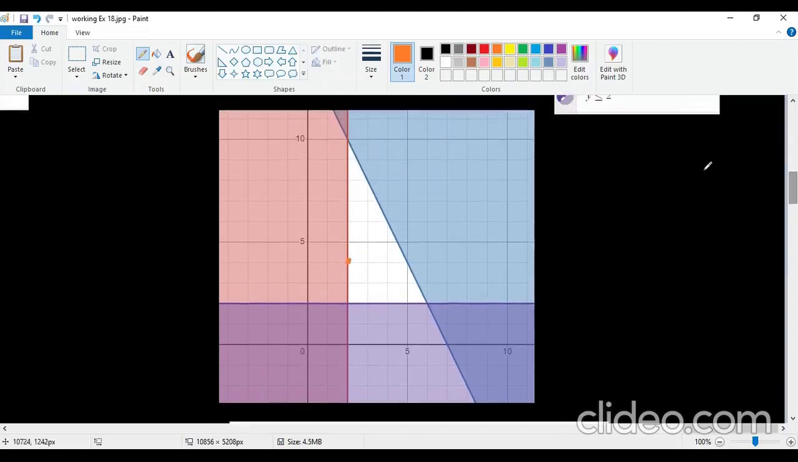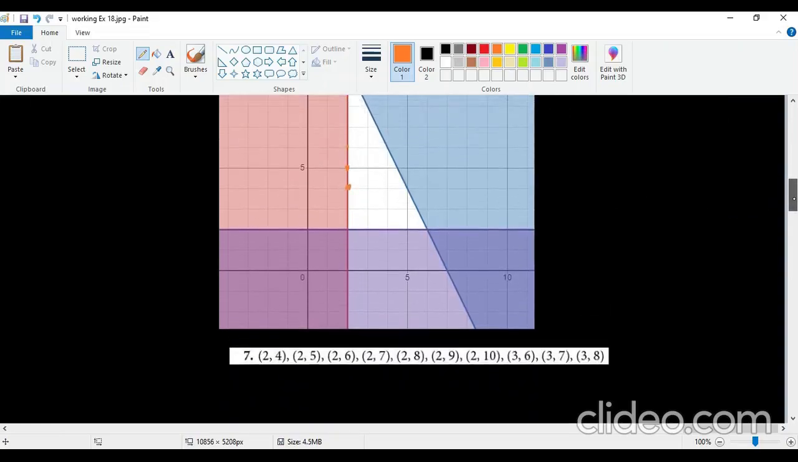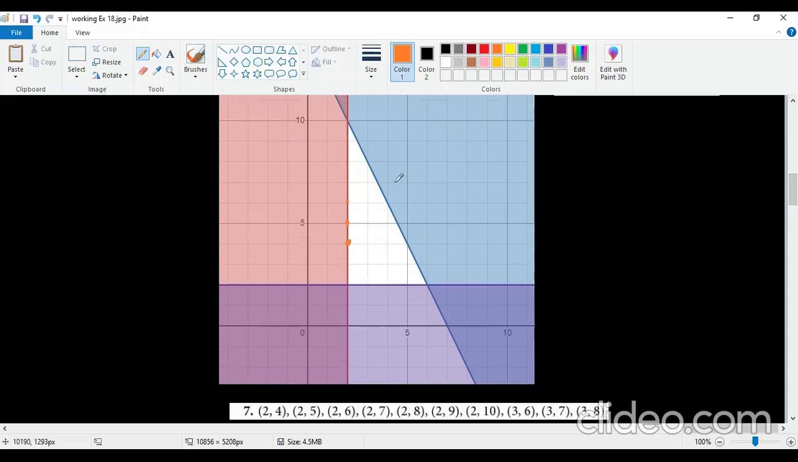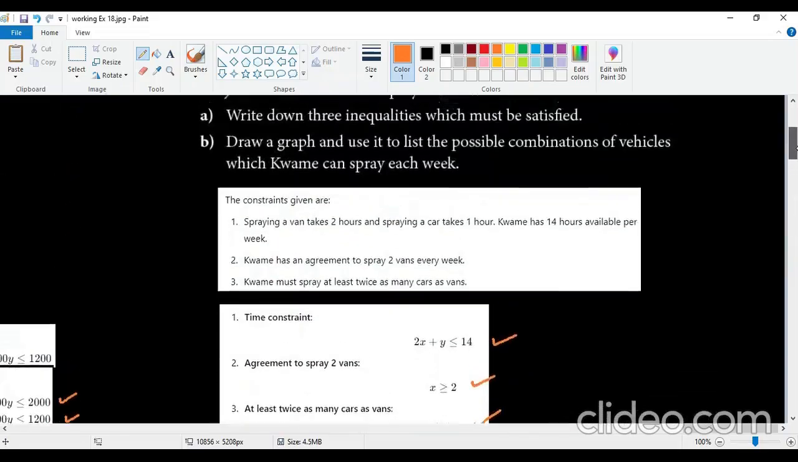2, 4. Then comes 2, 5 and 2, 6. And then comes 2, 7, 2, 8, 2, 9. All these are the possibilities of having the combination of cars and vans.